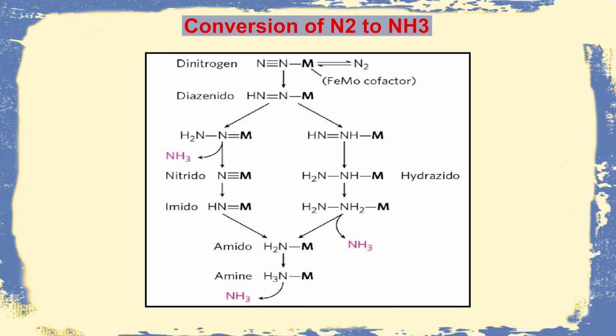On one side it is the nitrido or M≡N complex, and on the other hand it will produce the M-NH-NH2 molecule. The nitrido compound will produce the imido, that is the M=NH compound, while the hydrazido compound will produce the M-NH2-NH2. At this point, they will liberate ammonia and combine to produce the amido group, which is M-NH2. And finally, this M-NH2 will produce the ammonia and M will be recycled.